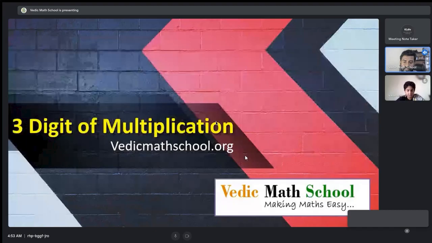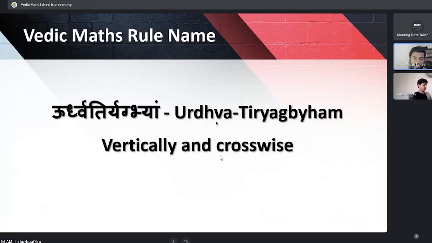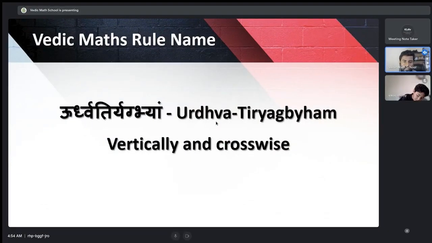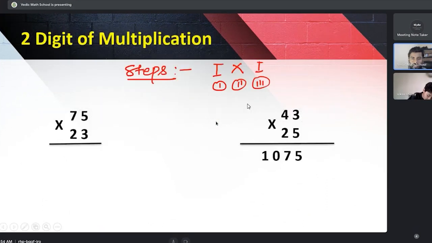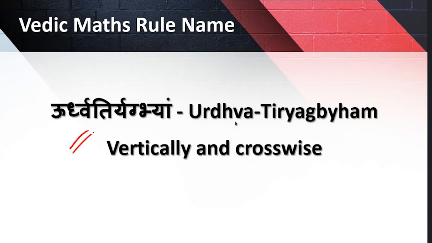Write it down: 3-digit multiplication. This is the rule name. For the diagram, the same rule which we did earlier. Now we are going to discuss 2-digit and 3-digit multiplication. This is the rule name. We completed, then we can move.